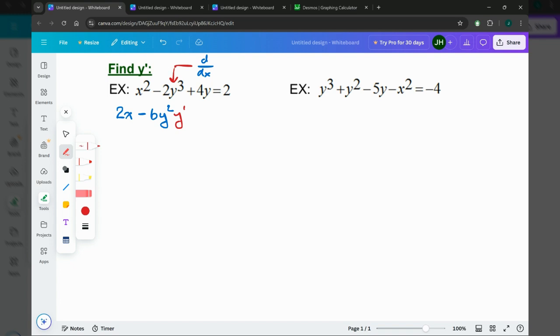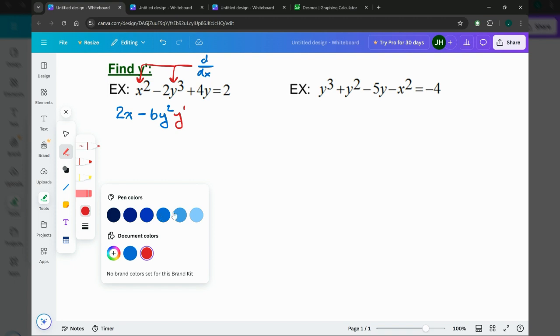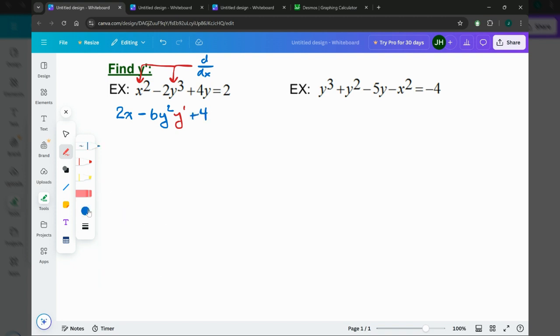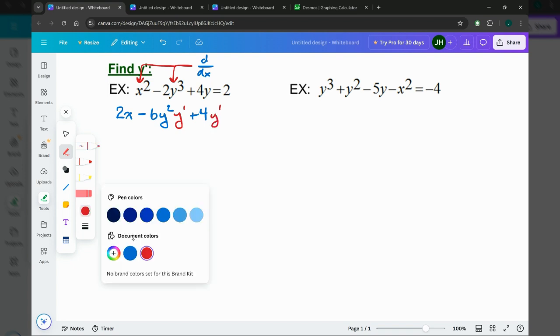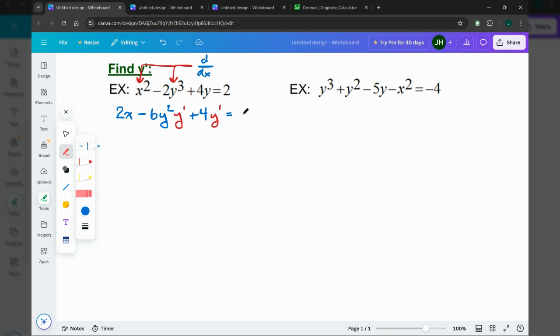If I did the same thing with x and thought of this as a chain rule, well, the derivative of x with respect to x is just 1. So same thing with 4y. What's the derivative of 4y? Guys, the derivative of 4y would be 4 times the derivative of y, which is y prime. And again, what's the derivative of a constant? The derivative of a constant is 0.